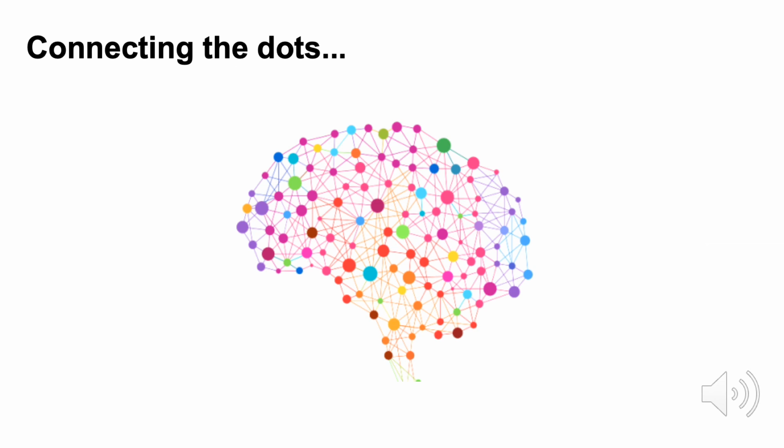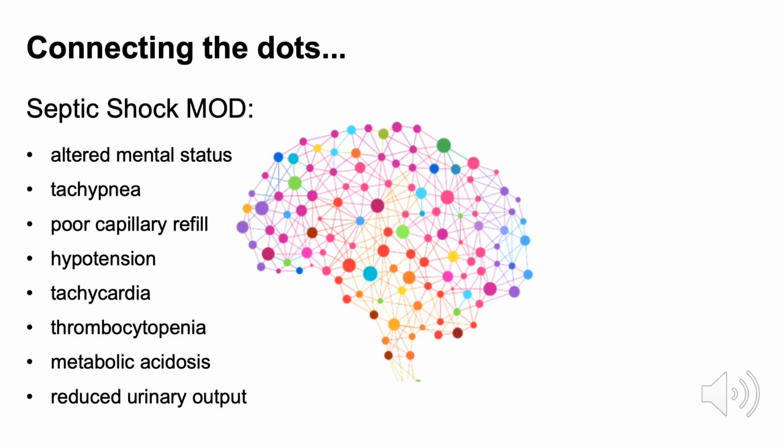Connecting the dots. In a healthy human, the body is in a state of flux, constantly compensating to mitigate ongoing changes in oxygen demand and supply. However, during septic shock, multiple organ dysfunction is occurring, causing altered mental status, tachypnea, poor capillary refill, hypotension, tachycardia, thrombocytopenia, metabolic acidosis, and reduced urinary output.